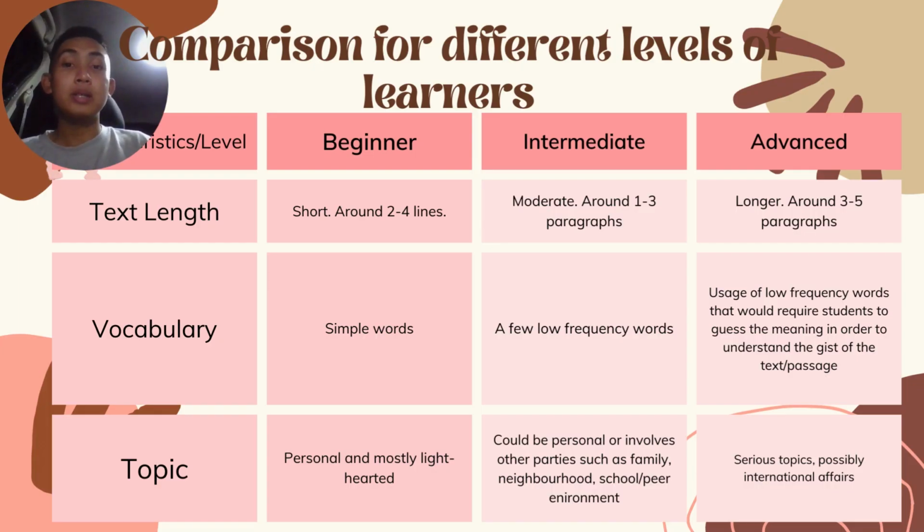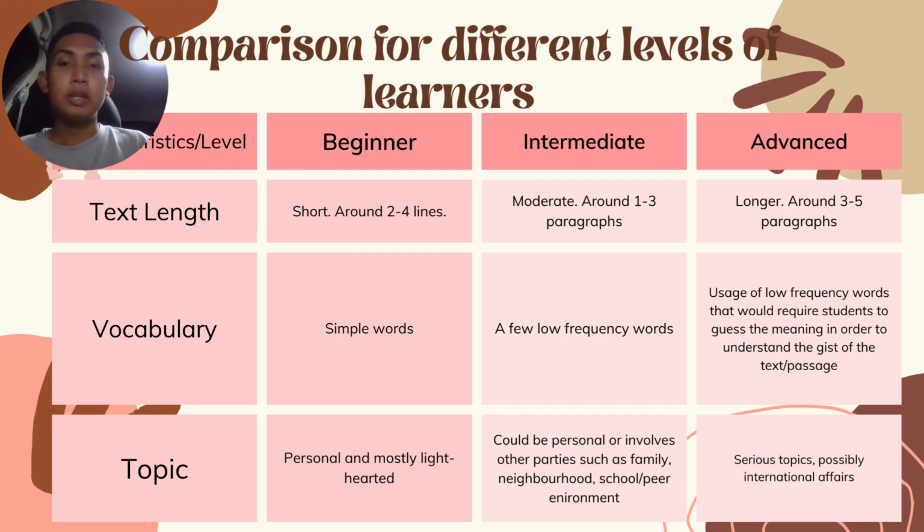So this is the comparison for different levels of learners based on their characteristic and levels. For the characteristic, we have text length, vocabulary, and topics. And for the level of learners, we have beginner, intermediate, and advanced. For text length, beginner is short, around 2 until 4 lines. Intermediate is moderate, around 1 to 3 paragraphs. And advanced is longer, around 3 until 5 paragraphs.